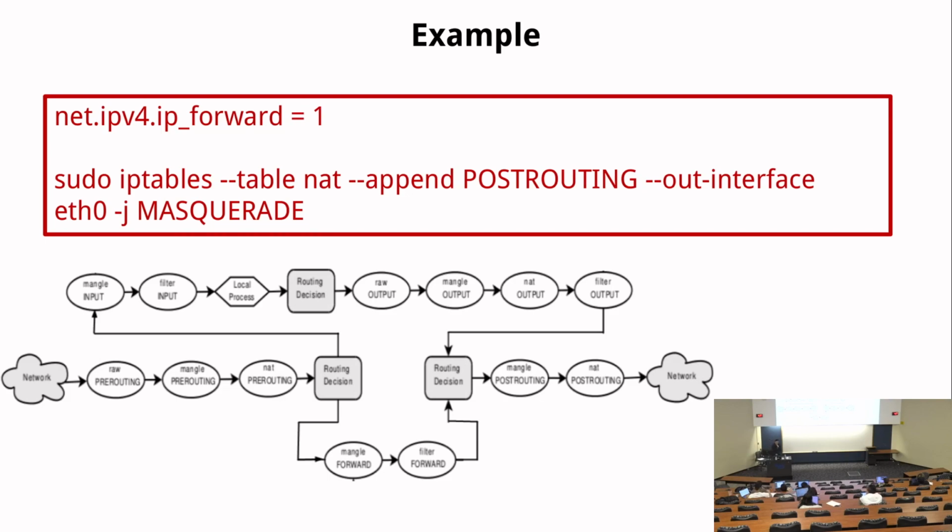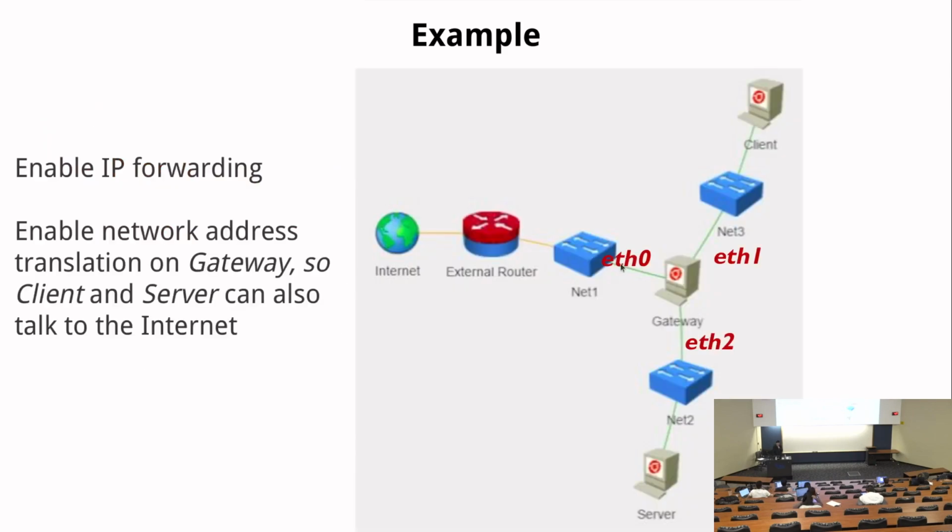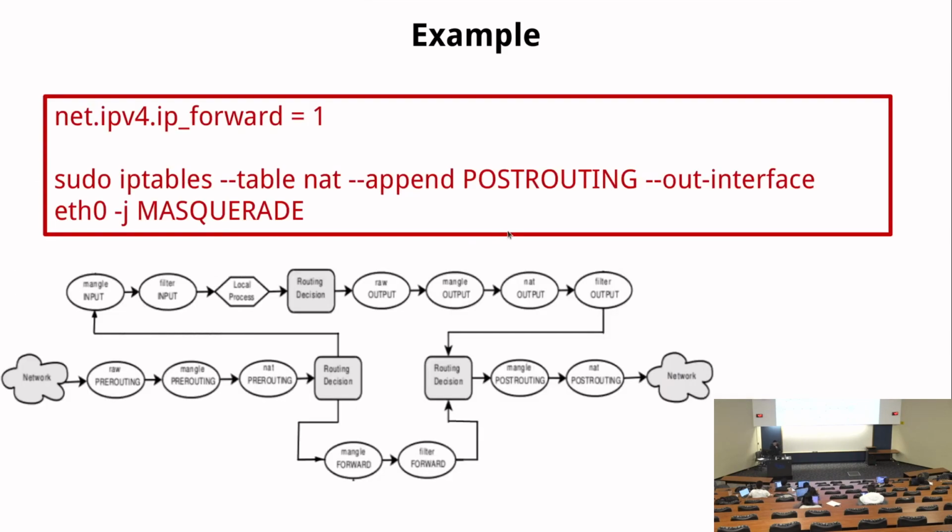We will set the IPv4 IP forward as true. Then we will add in this table, let's say this is at the post routing. Then we will say the out interface will be Ethernet 0, right? So here it's Ethernet 0. So basically it tells us if we get any message to forward, we should forward to Ethernet 0.